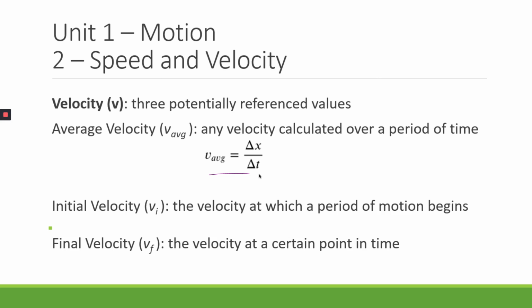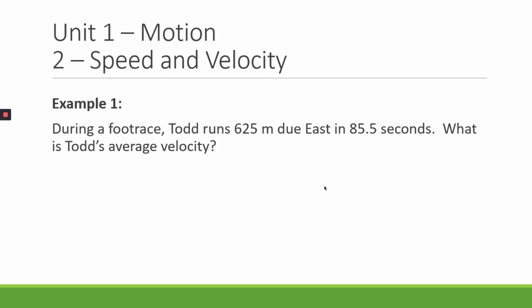Today, we're going to be focusing on this formula. V average equals delta x divided by delta t. So our first formula, we should try to solve some problems with it. So I'll put our formula up here just for reference. V average equals delta x divided by delta t.